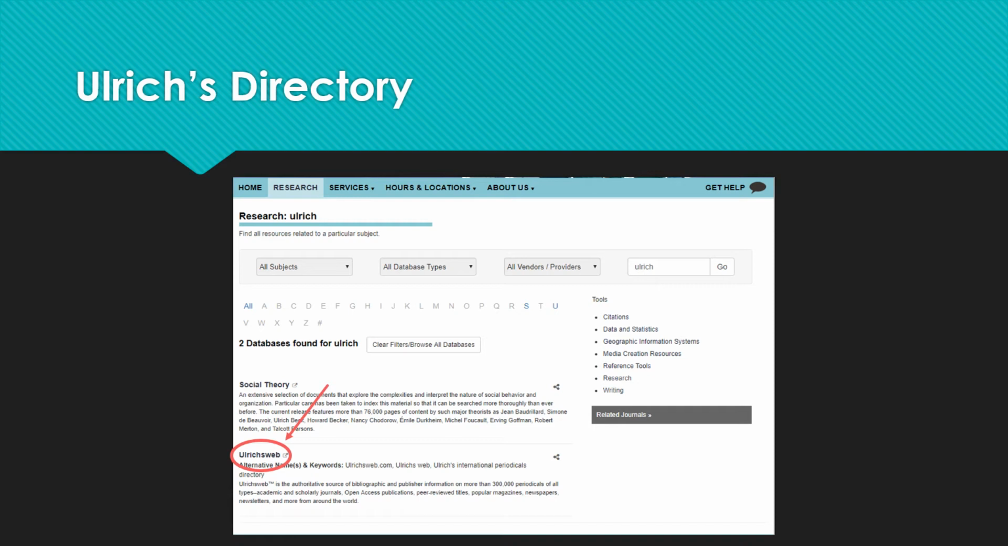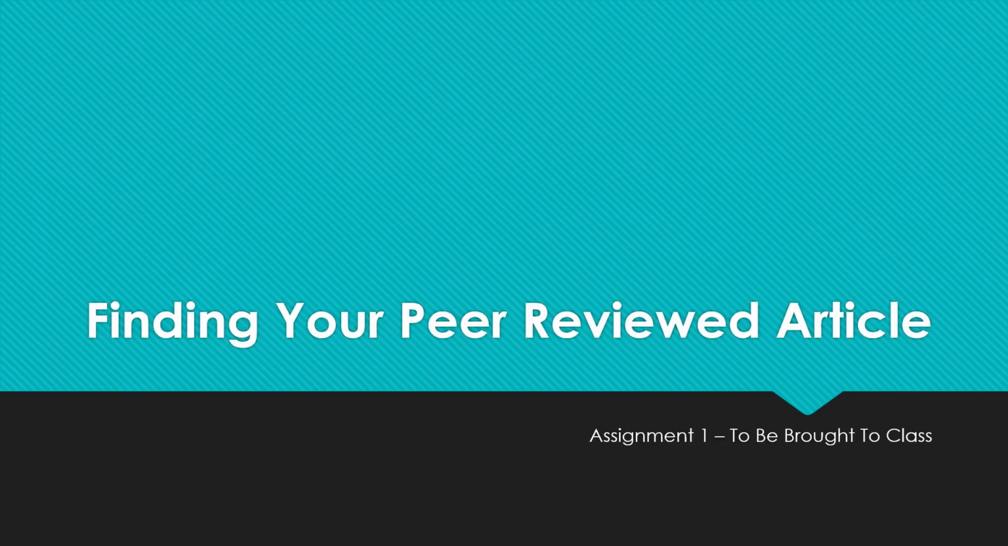This is an important tool for helping you determine if an article has been published in a peer-reviewed journal or not. Now that we've finished our review, it's time to move forward and find a journal article to use for Assignment 1. The rest of the presentation will focus on the tools, techniques, and strategies available to you to track down a peer-reviewed journal article to bring to class and use in your first assignment for the course.